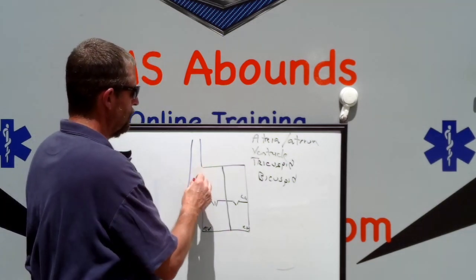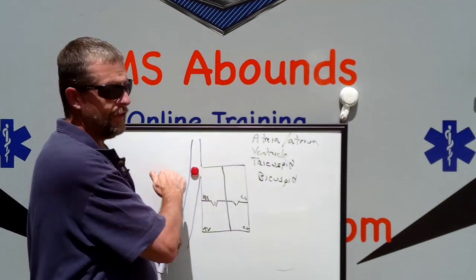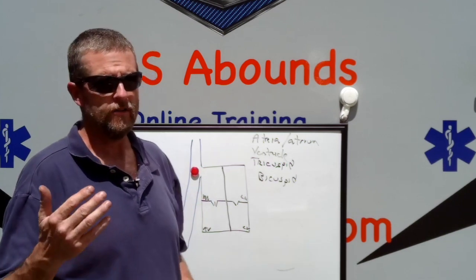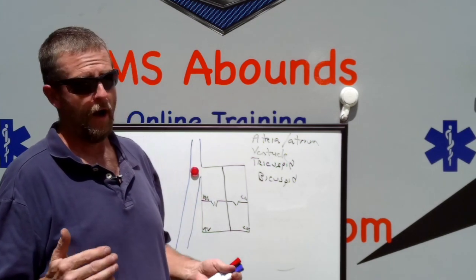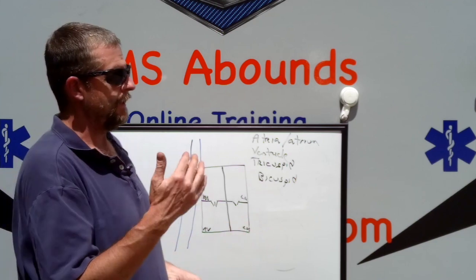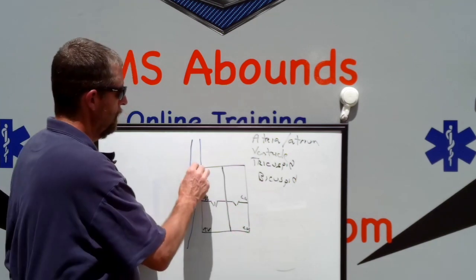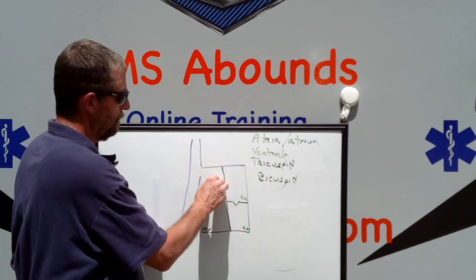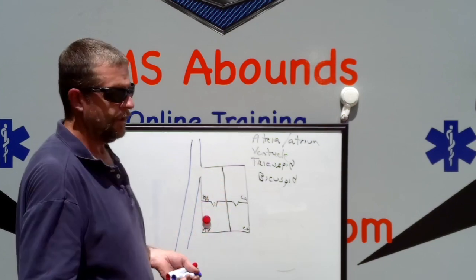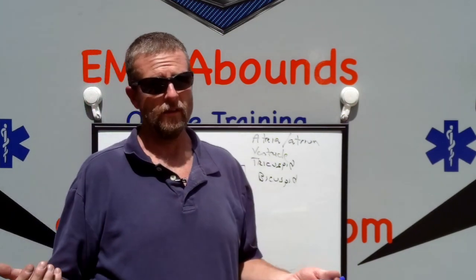So my drop of blood comes in from my vena cava. Now, the vena cava that's above the heart is called the superior vena cava because it's above, and inferior because it's below. Comes into my right atrium, comes down into my right ventricle. Now, where does the blood go from here? It goes to the lungs.